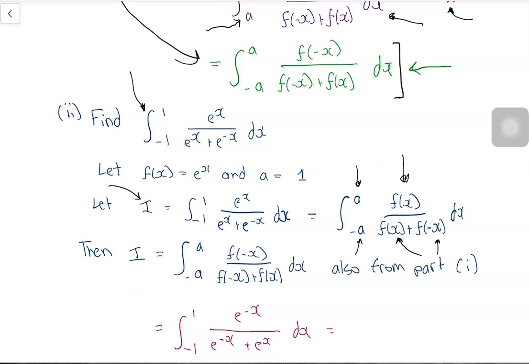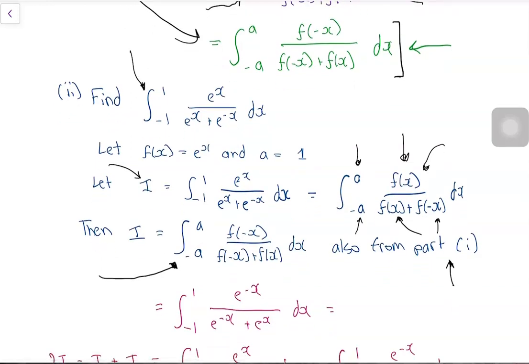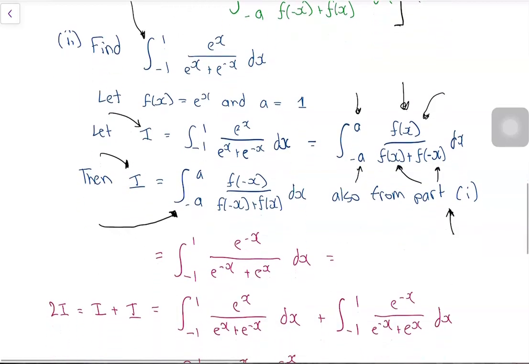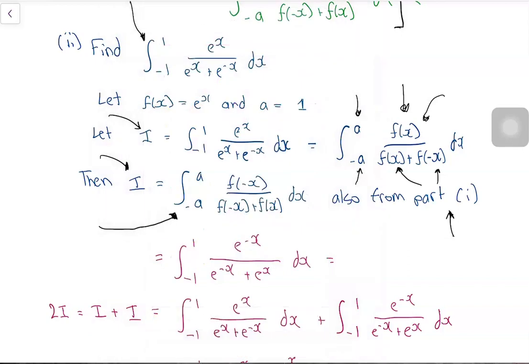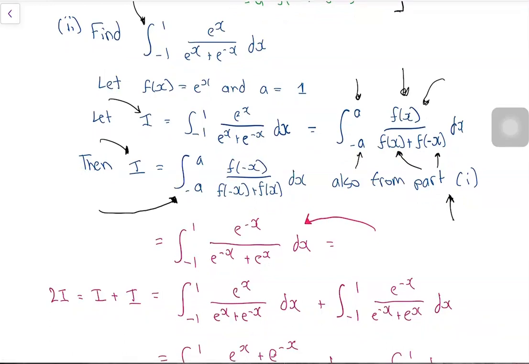Okay, so now using part I, this is another way to write the integral. So remember, we can replace the f of x with f of minus x and we'll still have the same value of the definite integral. So we can write the integral from minus a to a of f of minus x over f of minus x plus f of x dx. And this will still equal the capital I integral. And if we substitute all the values of f of x and a back, we'll now have the integral from minus 1 to 1 of e to the minus x over e to the minus x plus e to the x dx.